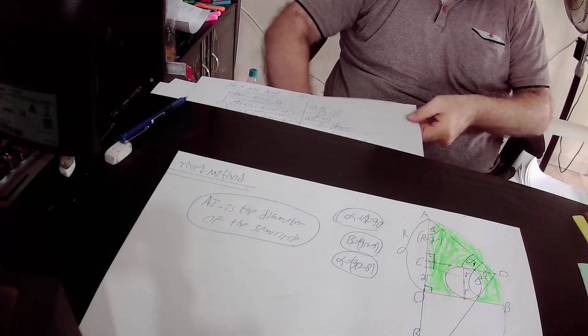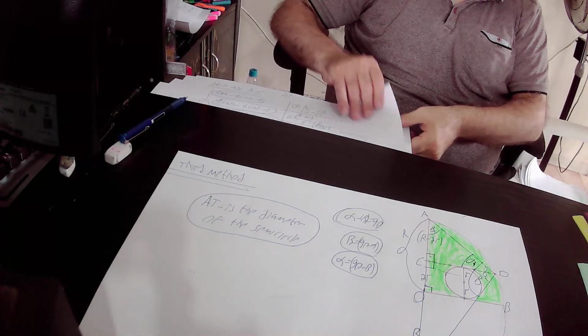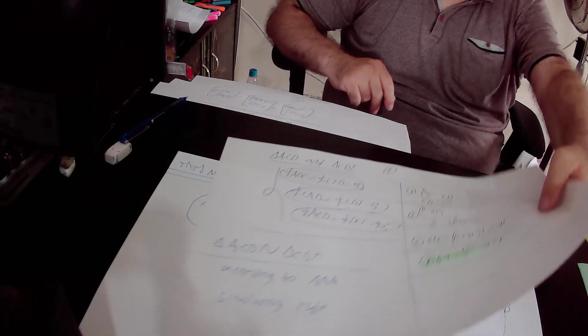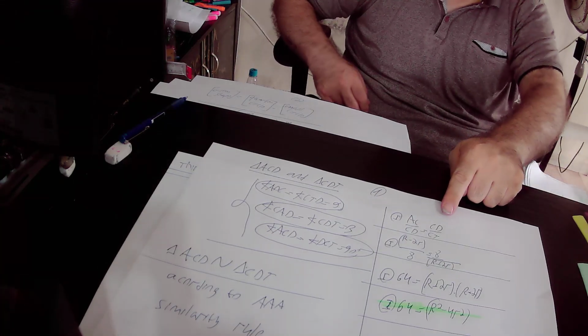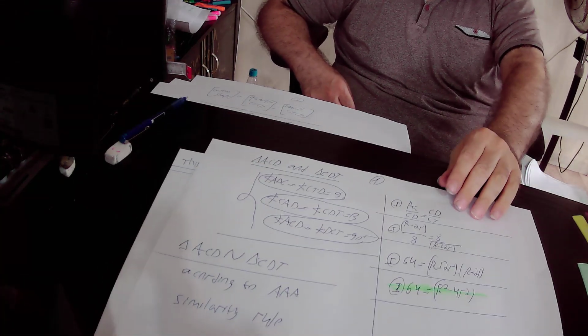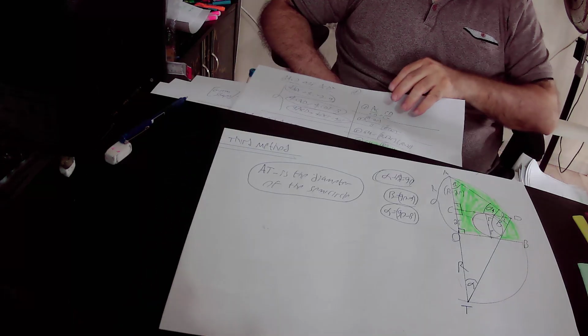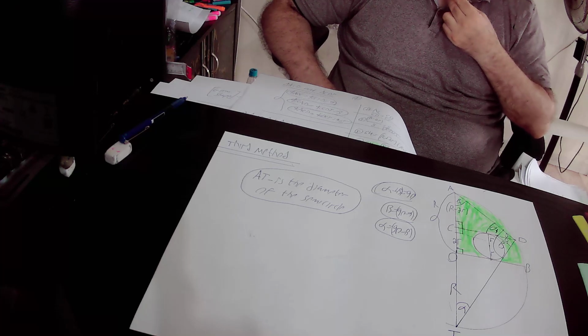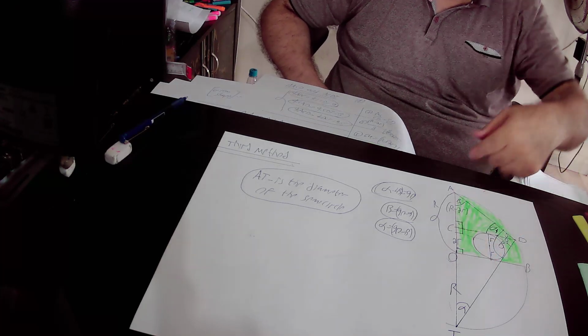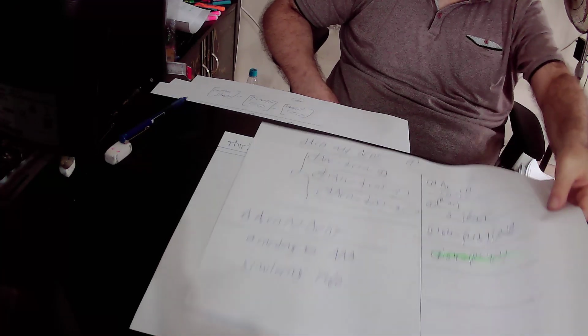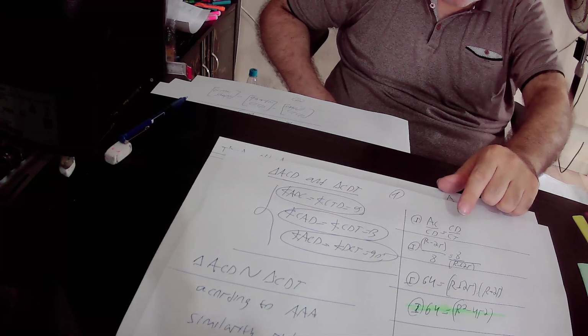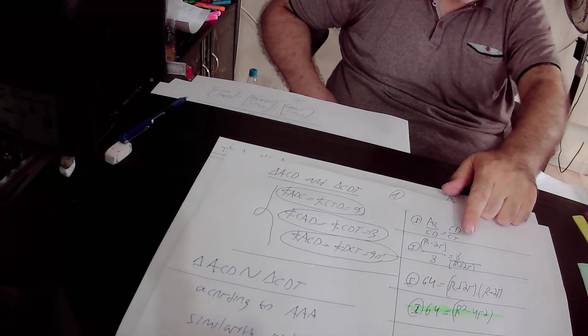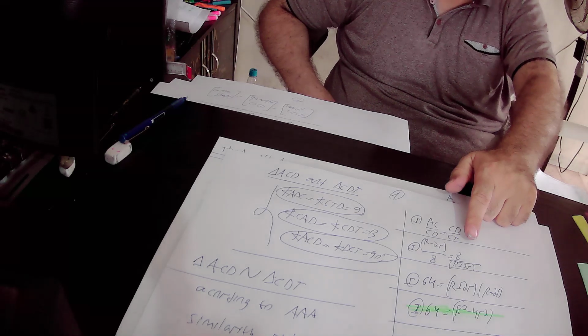I repeat again, AC over CD equals CD over CT. AC equals capital R minus 2r, CD equals 8, and CT equals capital R plus 2r. So in conclusion, according to equation number 1, we found out that capital R minus 2r over 8 equals 8 over capital R plus 2r.